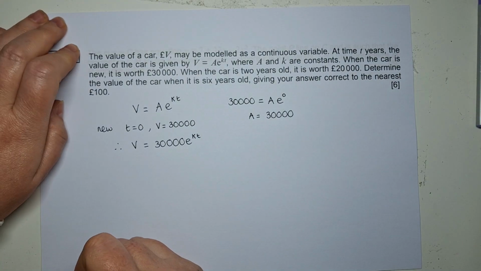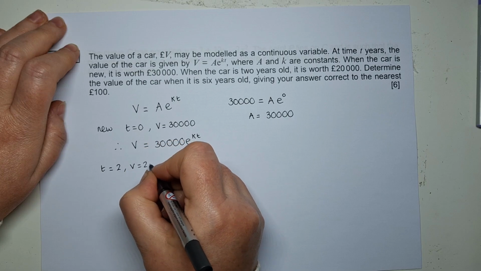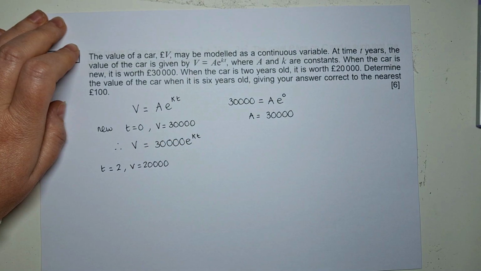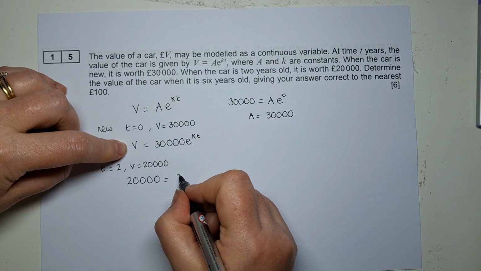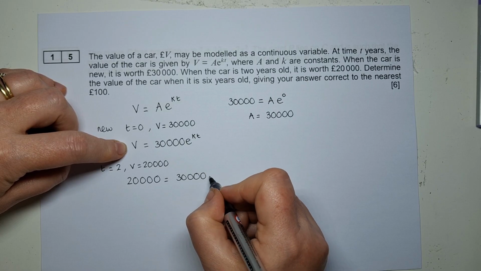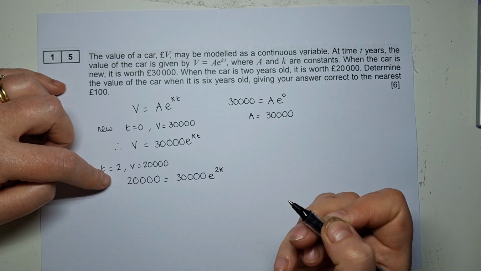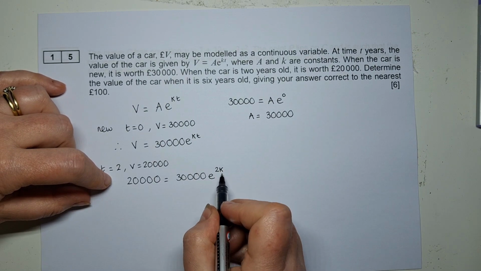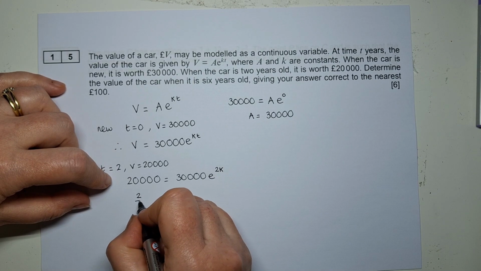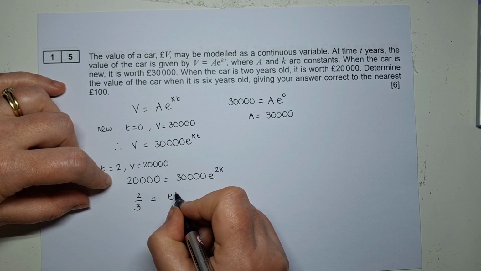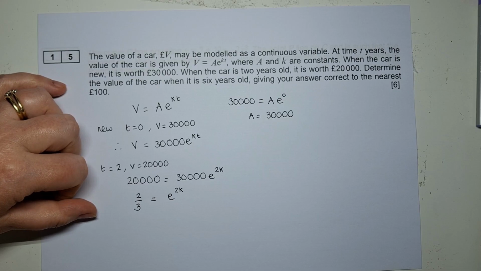So the second thing, it says when the car is 2 years old, the value is 20,000. So let's substitute that in: 20,000 for v equals 30,000, because that's the a, e to the power of k times 2, or 2 times k. So let's solve this now to work out k. This is a bit trickier, but we can divide by the 30,000, and all the zeros neatly cancel out. And that gives you 2/3 is e to the power of 2k.